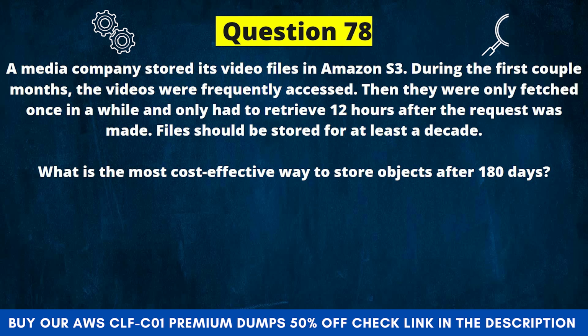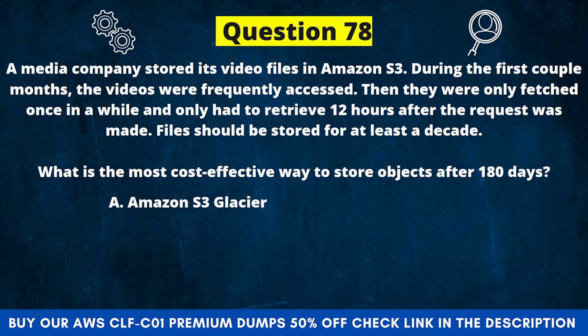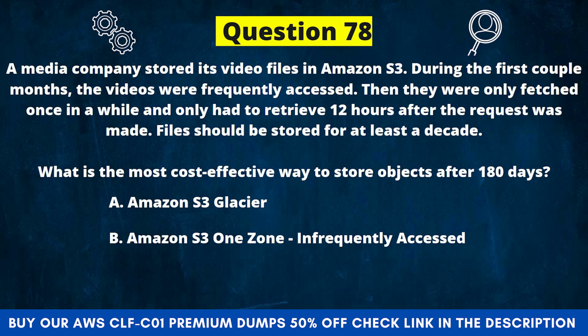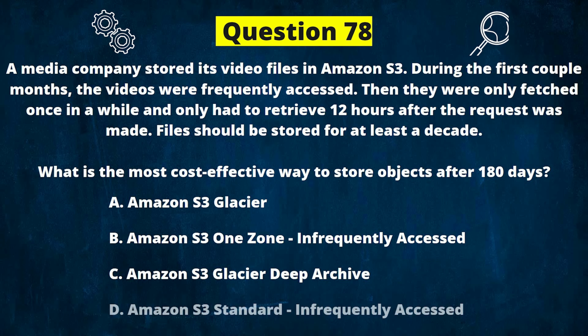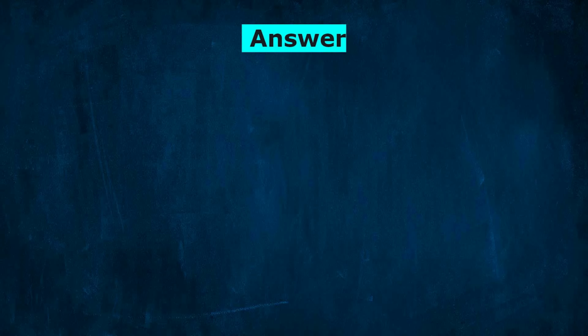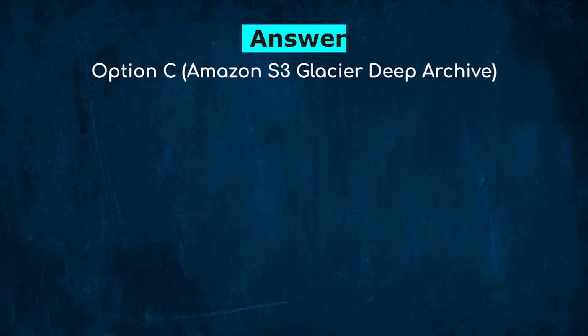And the options are A. Amazon S3 Glacier, B. Amazon S3 One Zone Infrequently Accessed, C. Amazon S3 Glacier Deep Archive, D. Amazon S3 Standard Infrequently Accessed. And the correct answer is option C. Amazon S3 Glacier Deep Archive.